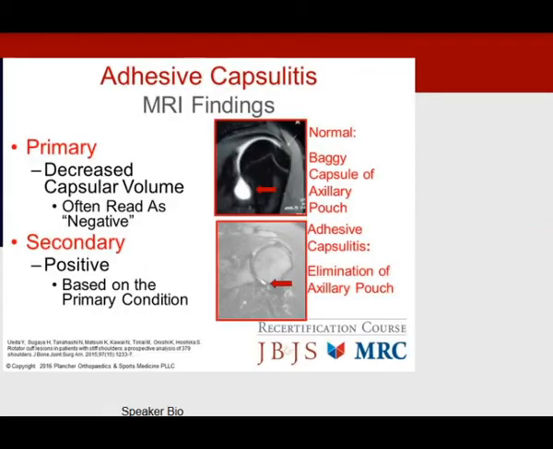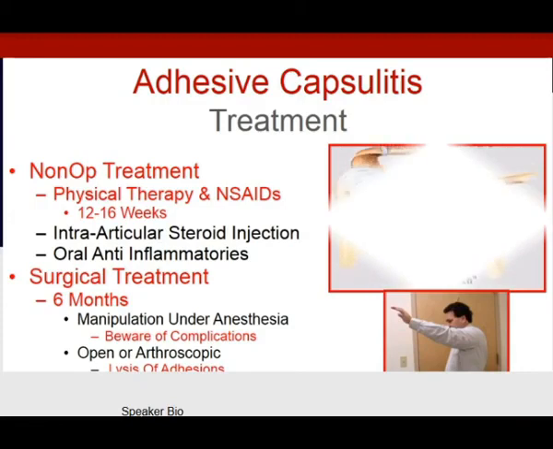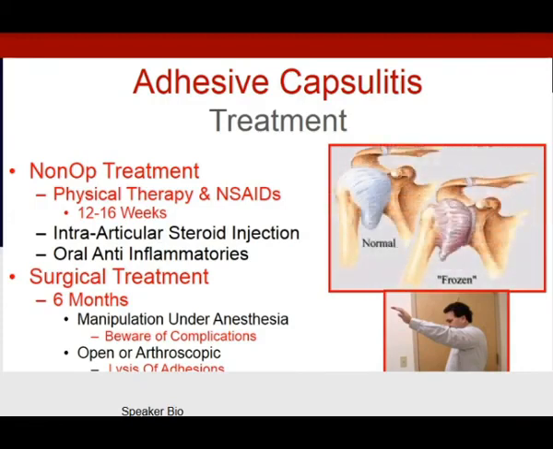Look on MRI for the secondary signs with elimination of the axillary pouch seen here on the bottom right. More normally, we can see the baggy capsule or axillary pouch, and in fact, this is a helpful one for a humeral avulsion of a glenohumeral ligament, to look at these types of MRI pictures to understand better in diagnosing our patients. Treatment is more often than not non-operative for 12 to 16 weeks.